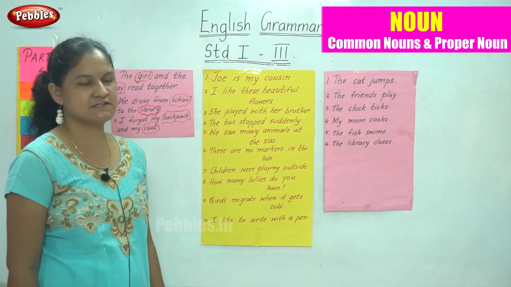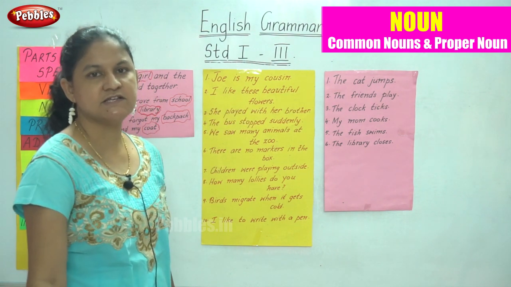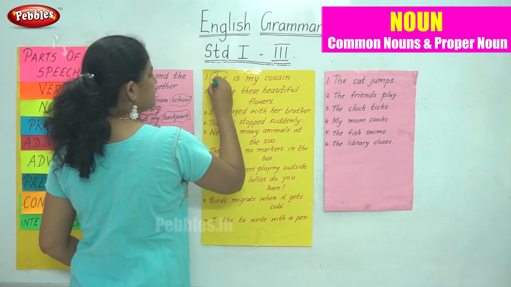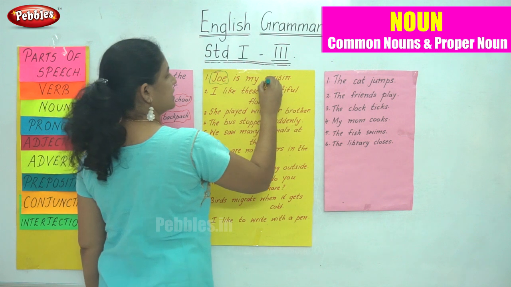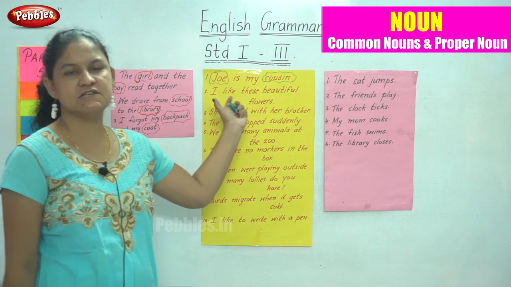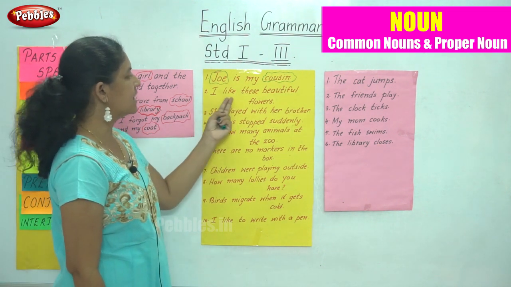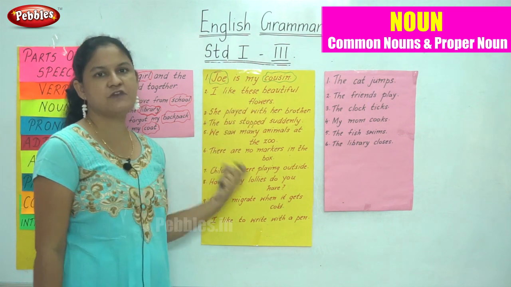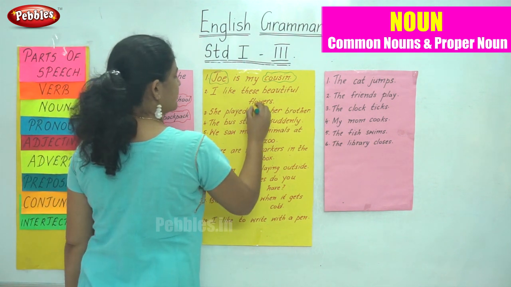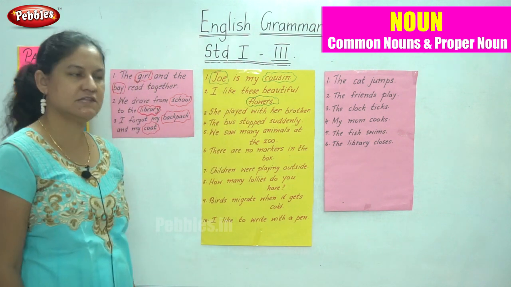Joe is my cousin. So Joe is the name of a particular person and cousin is a common noun. So these are the 2 nouns in the sentence. Next, I like these beautiful flowers. So the noun there is flowers. Flowers is the name of a thing.